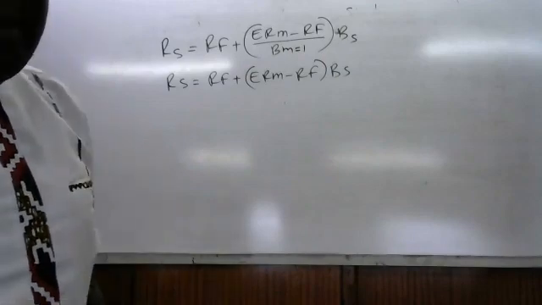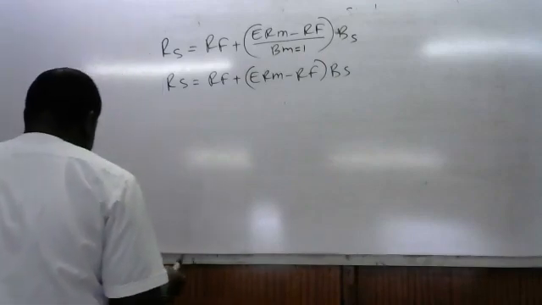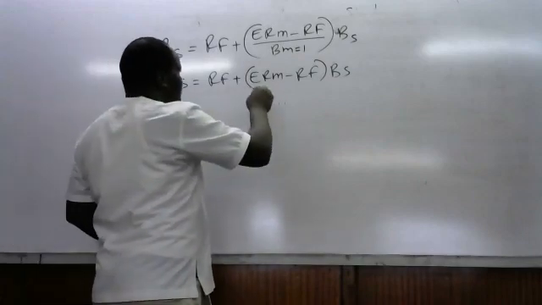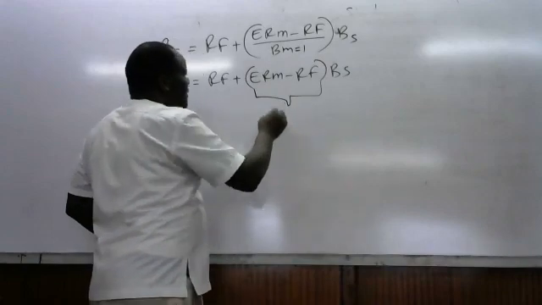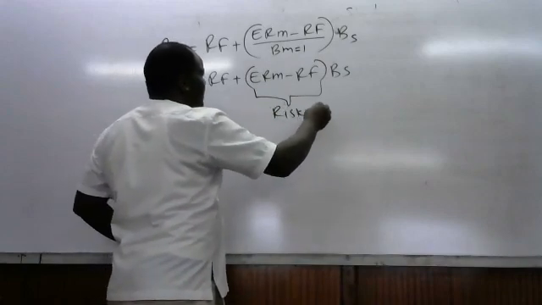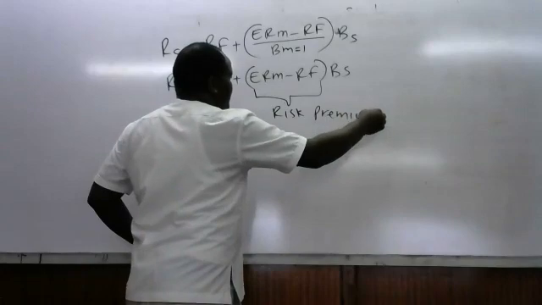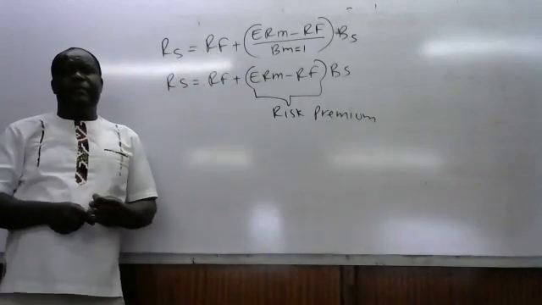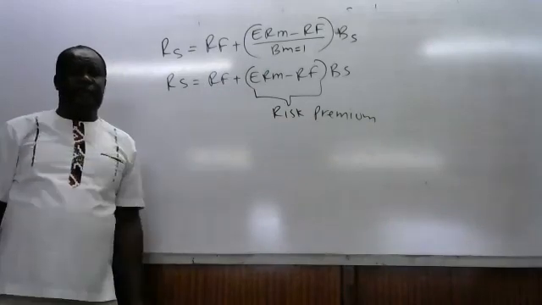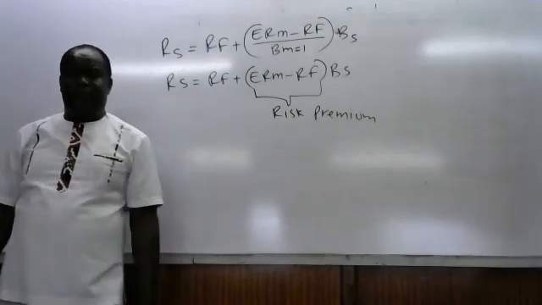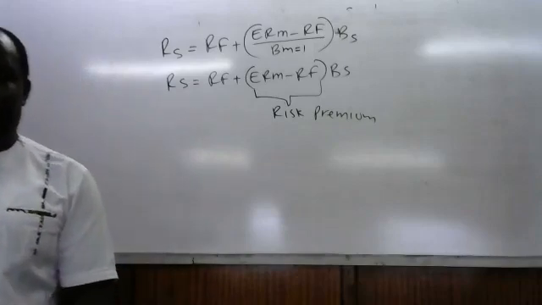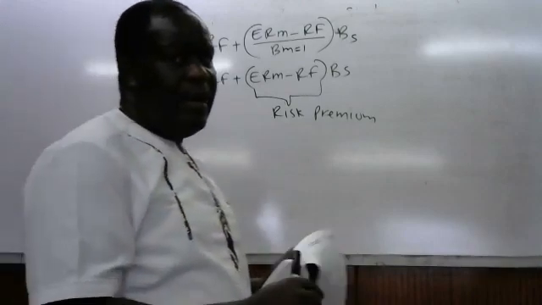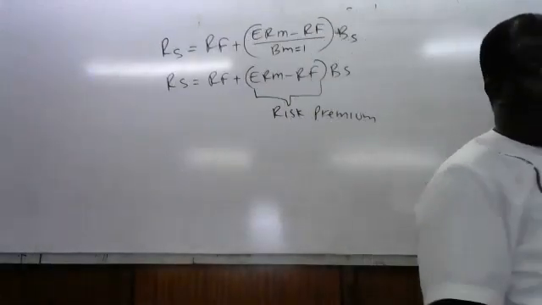So finally, this now will be our security market line equation. And this region is the same as the risk premium. So under CAPM, this is the formula we should be using to get the returns of the security. That will be the formula that we should be applying to come up with the returns of the security.